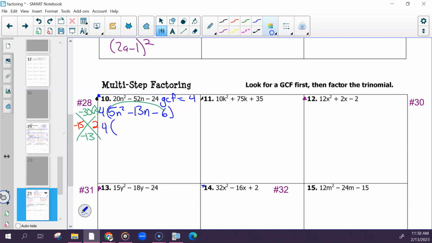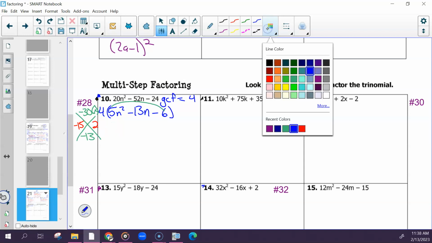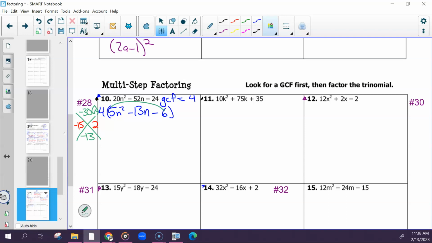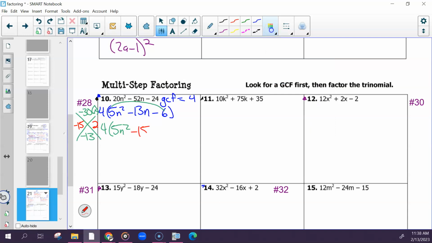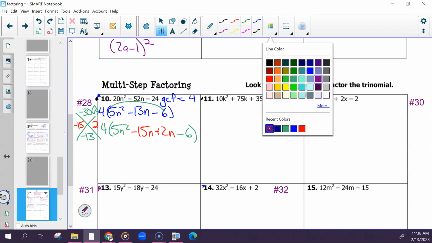Okay, so then we have our original, and I'm not supposed to be doing this in blue. Sorry, I'm going to color code this to keep stuff the same. So 5n squared would stay the same. The 4 on the outside, we would just keep bringing that along. Then we have our 2 in the middle, the negative 15 and the 2. And then minus 6. Then we would split that down the middle.